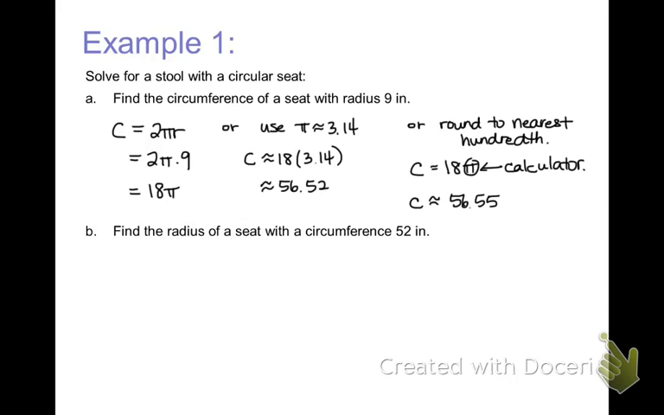So, for part B, it says find the radius of a seat with a circumference of 52 inches. What is different about this problem? It gives you the circumference first. How do you approach this problem? Very good. Yeah, so he said 52 is equal to 2 pi r. He is still using the same exact circumference formula. That part does not change. All that changes is that instead of being given the radius to plug in, I've been given the circumference that I plug in.